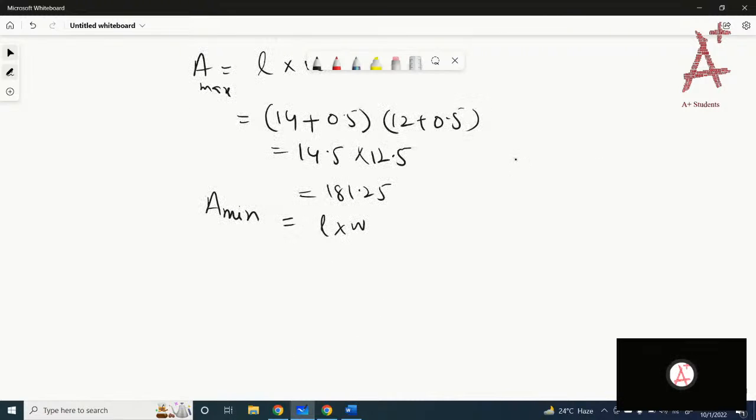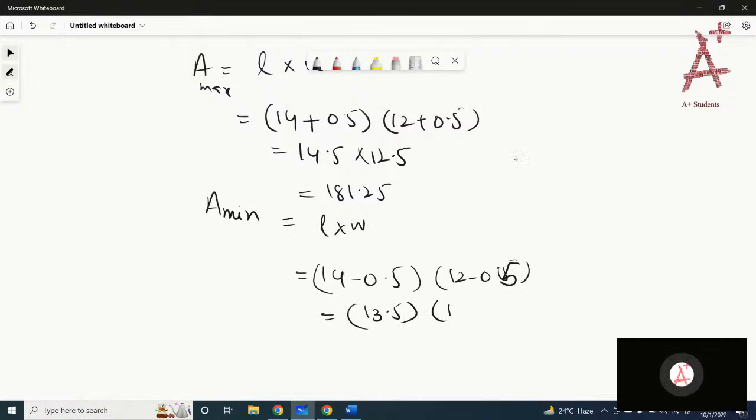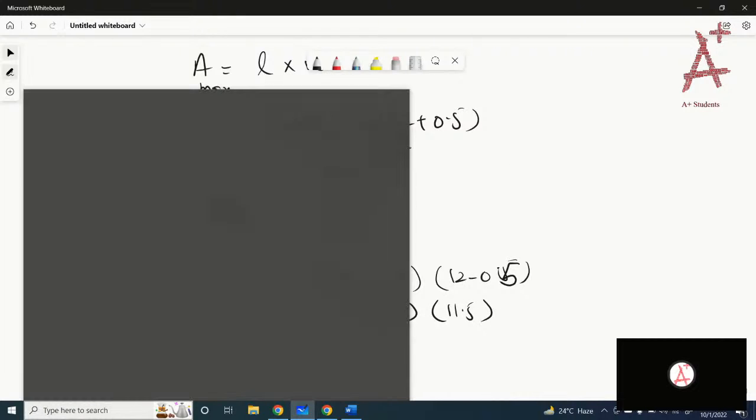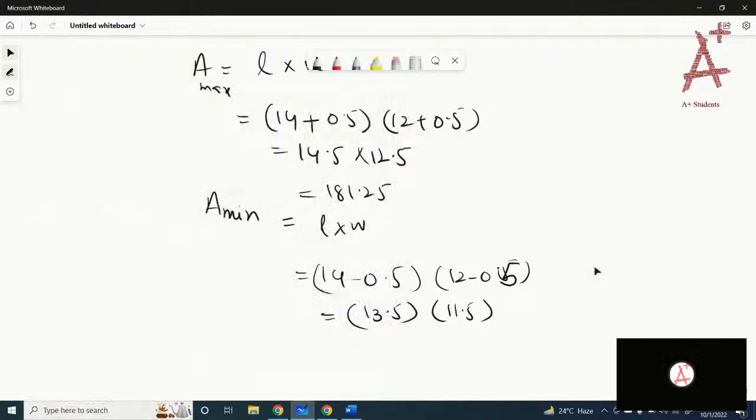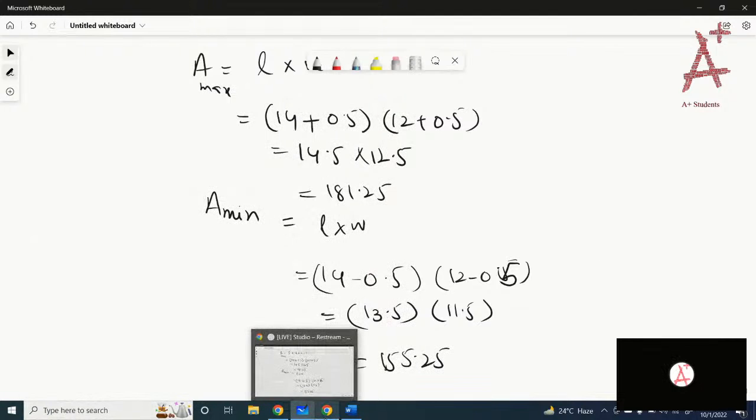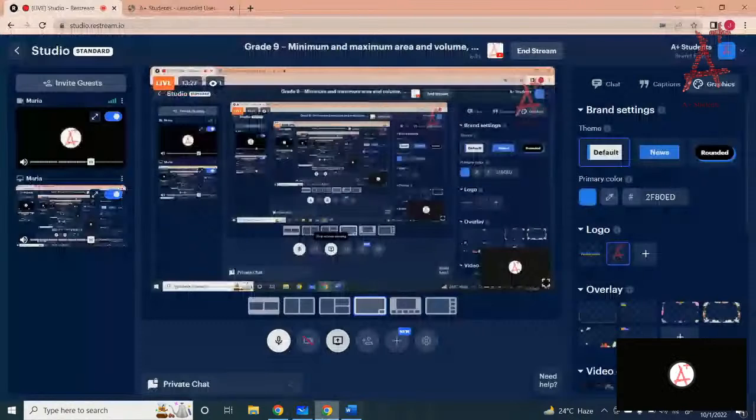And for the minimum value, you have to subtract the greatest possible error from both the values, and then you have to multiply them. You have to do 14 minus 0.5 and 12 minus 0.5. So 14 minus 0.5 is 13.5, and 12 minus 0.5 is 11.5. So you have to do 13.5 times 11.5. Got it? So it would be then 155.25. Got it? So select the correct option and click on the OK button.